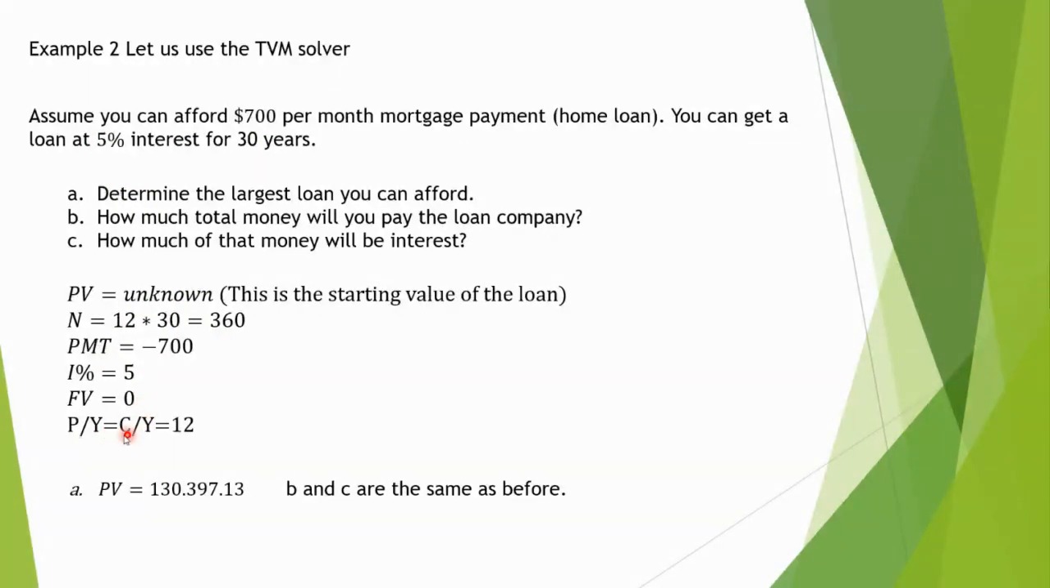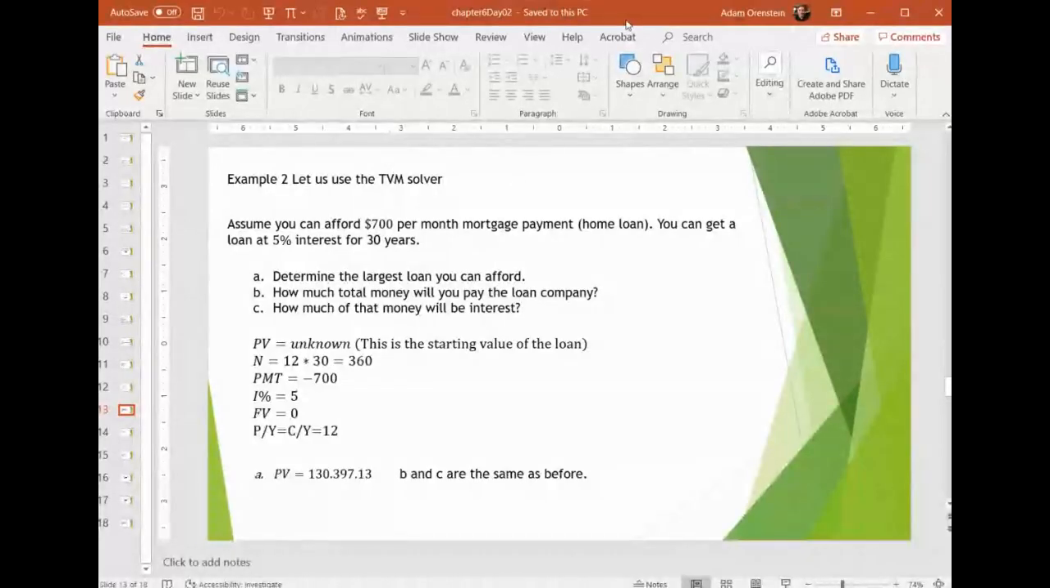And P over Y and C over Y, those are 12, right? Compounded 12 times a year, they're both always equal. So yeah, I have the amount here, but let's actually go through the calculation.